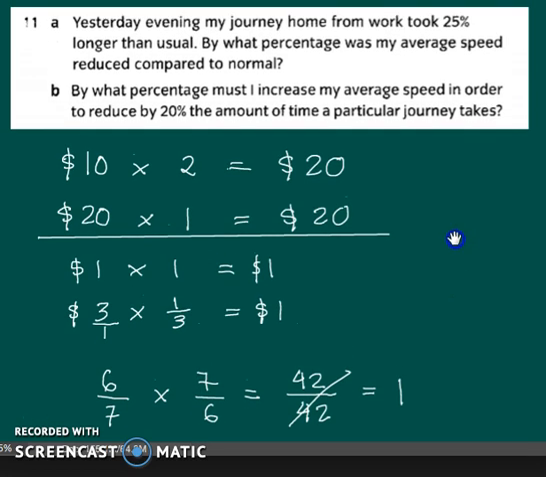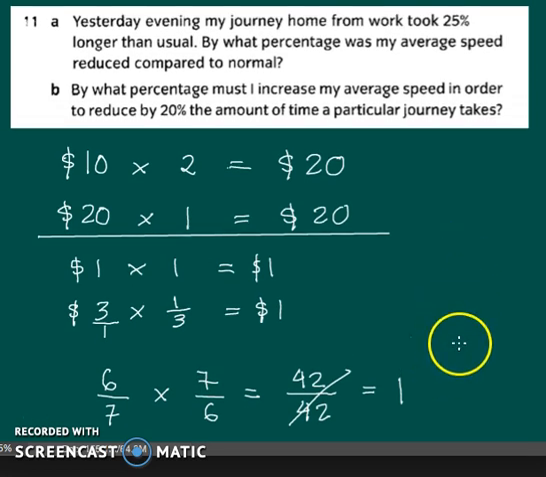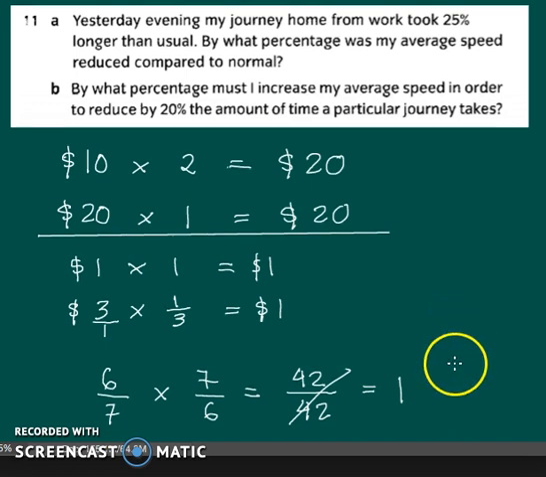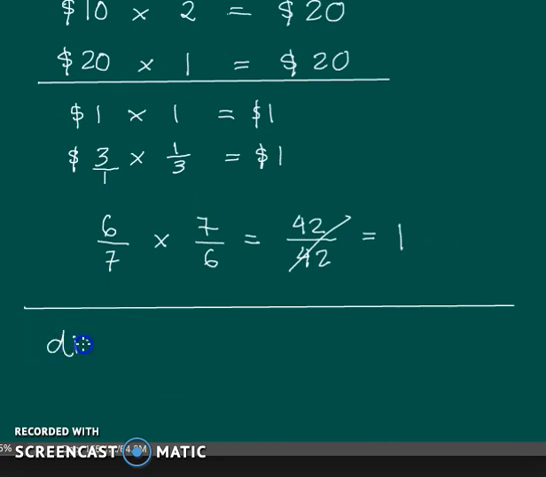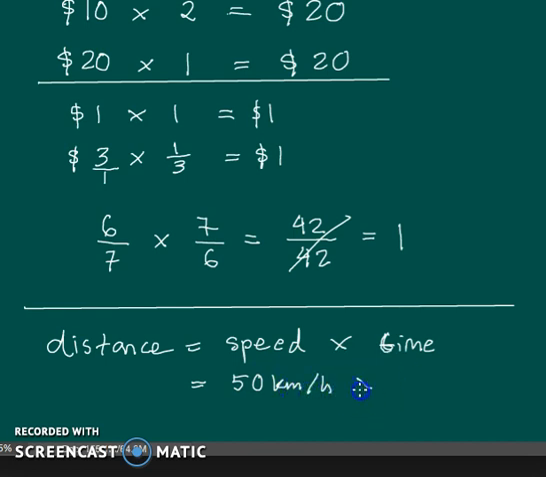Okay, so let's start with a question. First of all, how do we define the relationship between distance, speed, and time? We say distance is equal to speed times time. So if you need to think about that for a second, just imagine a train or a car is going 50 kilometers per hour and it drives for 4 hours. What distance did it travel? There are 4 hours. Each hour it traveled 50 kilometers, so 4 times 50 is equal to 200 kilometers.